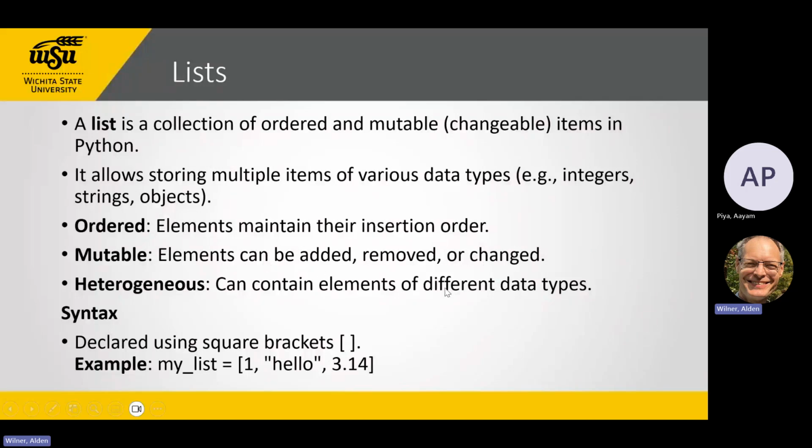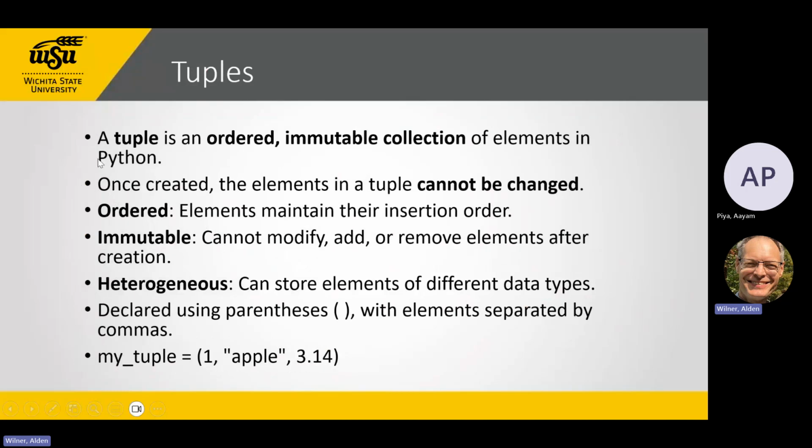Elements can be added, removed, or changed. They're indexed by numbers. If I say my list sub 0, I get a 1. If I say my list sub 1, I get hello. If I say my list sub -1, I get 3.14, because negative numbers for indexes start counting from the back towards the front, right? And they're heterogeneous.